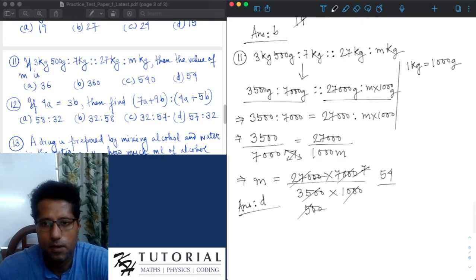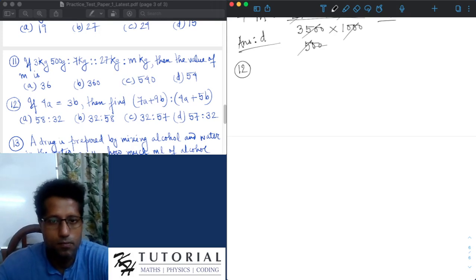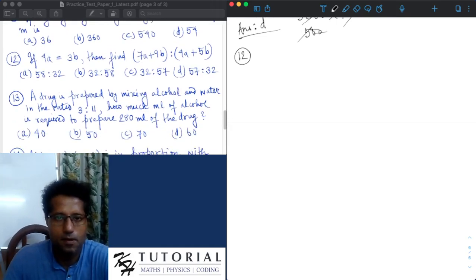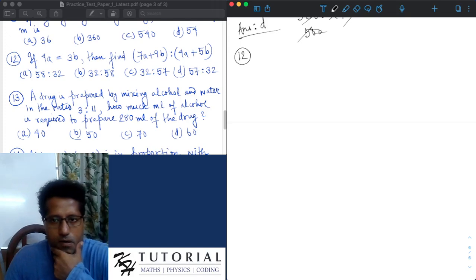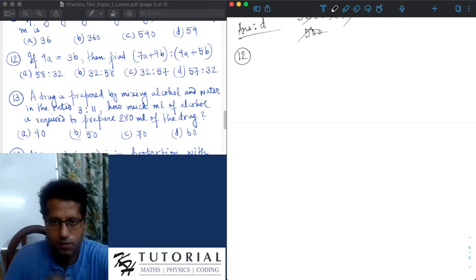Okay. Let's do problem number 12. Problem number 12 says that if 4a equals 3b, then find the ratio 7a plus 9b is to 4a plus 5b. So it is given that 4a equals 3b.